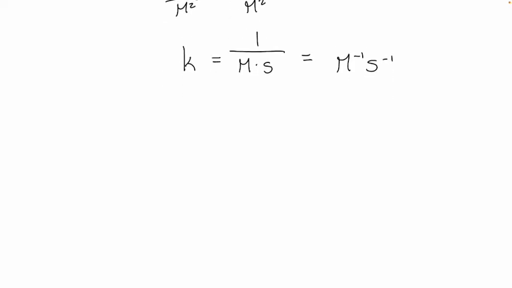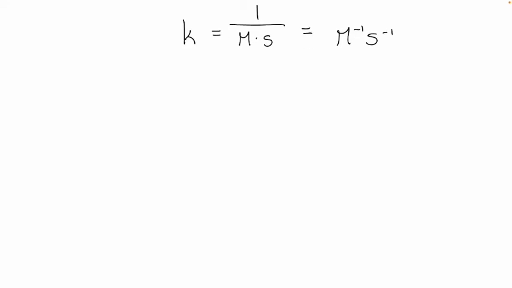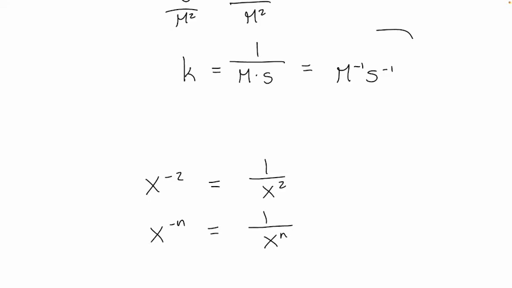Okay, and again, this is just algebra here, but just to remind us, x to the negative 2, that's the same thing as 1 over x squared. In fact, x to the negative anything is the same as 1 over x to that power, right? So that's where those units come from.